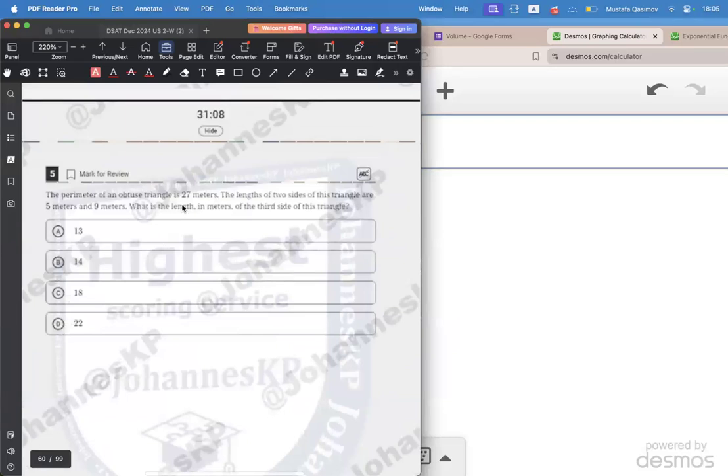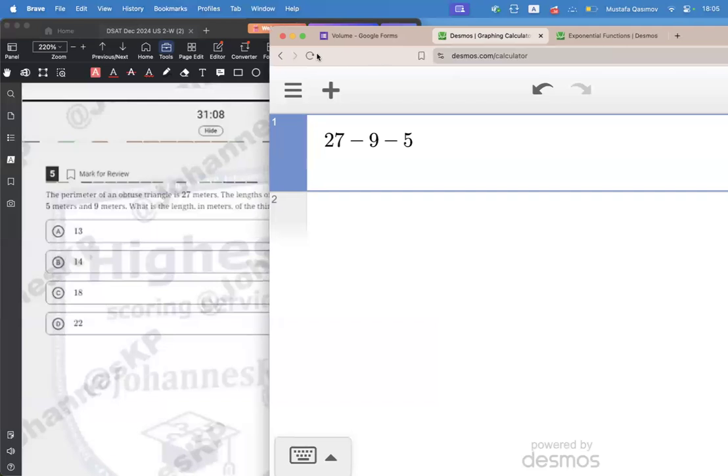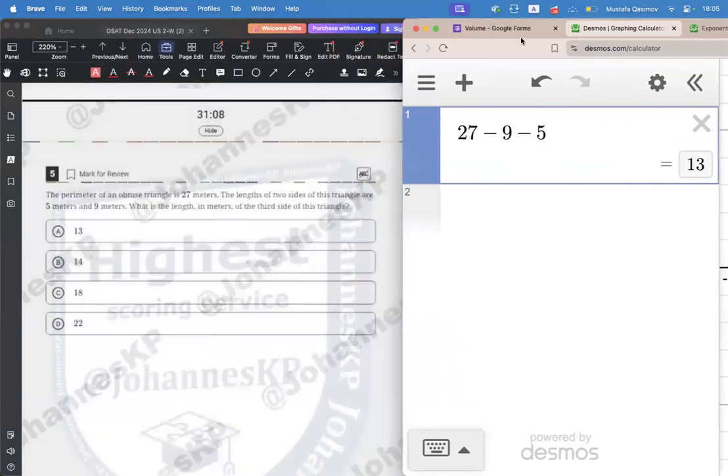5. Perimeter of obtuse triangle 27. The lengths of two sides are 5 and 9. Which of the following can be? So probably 27 minus 9 minus 5 will be our answer. Obtuse triangle, it is not important. You have to just use perimeter formula. 13. A.